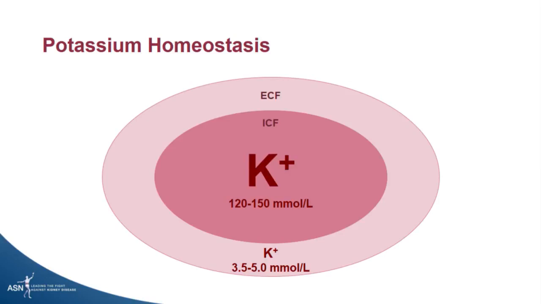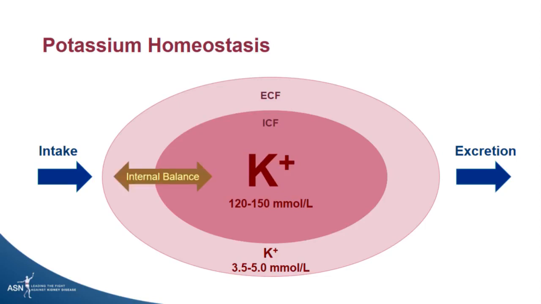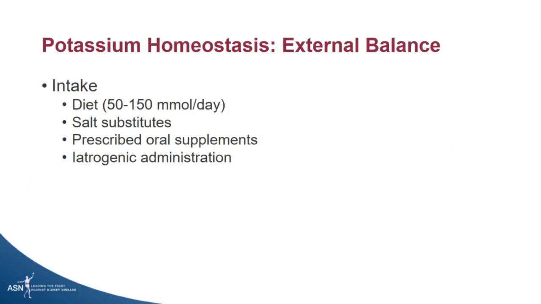When we talk about potassium homeostasis, we need to consider two different processes. We have intake and excretion, which is the external balance, and we have the regulation of potassium distribution between the intracellular and extracellular compartments that we refer to as internal balance. Now, our external balance is determined by our dietary intake, which is, as Dr. Palmer pointed out, much lower today than believed to be the case historically.